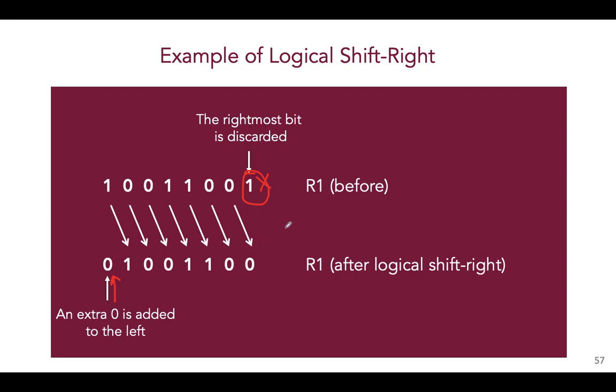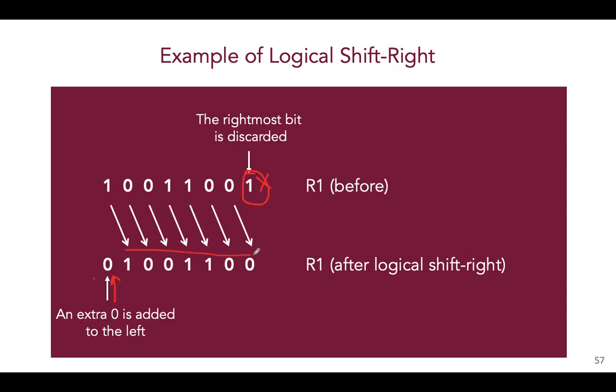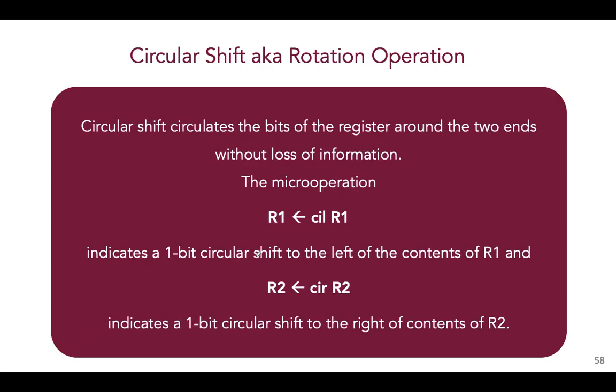And you can do that as many times as you want. It will all depend on how many rightmost bits you discard and how many zeros you add to the left, right? So you can see the flow of the left shift and the right shift. And this flow is important to see, right?